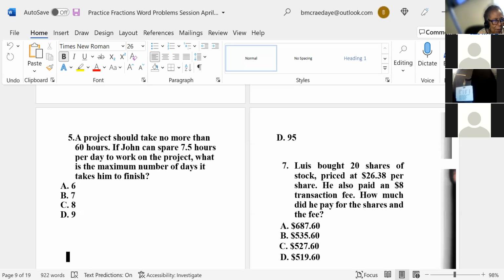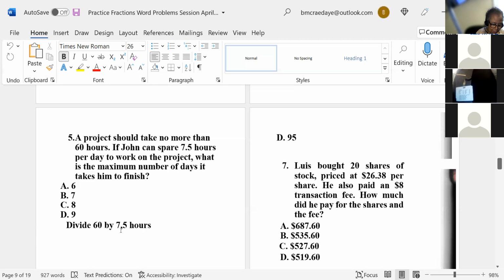We're having a project. It should take no more than 60 hours. John can spare 7.5 hours per day to work on the project. So how would you find the maximum number of days it takes him to finish? Divide the 60 by the 7.5. Exactly. Very good. So that'd be like 8 days. Exactly. 8 days. That's right.